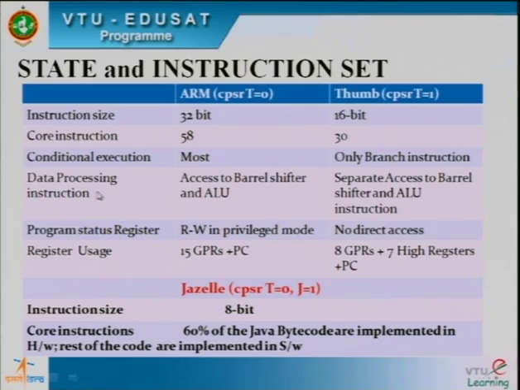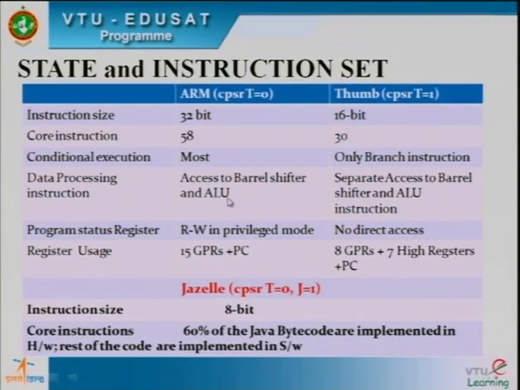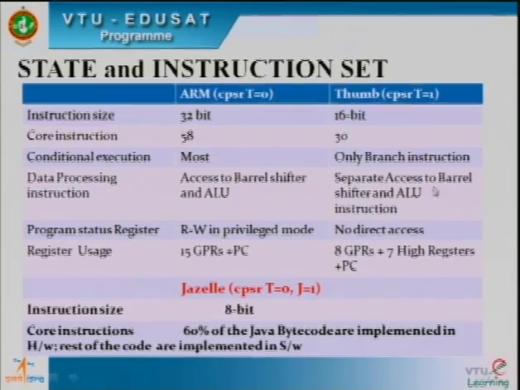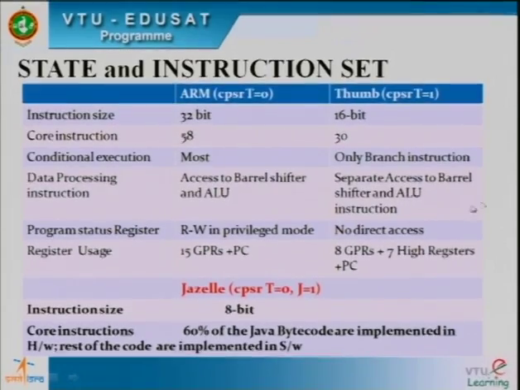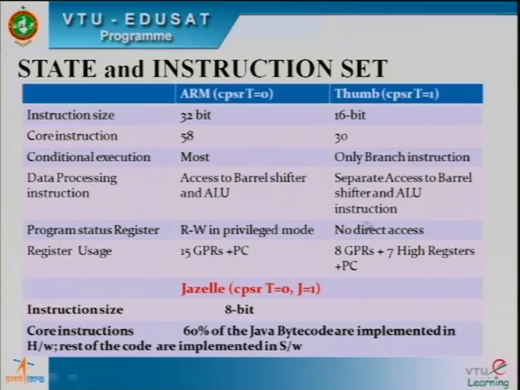And coming to the data processing instructions, the ARM state does make use of the barrel shifter and the ALU. So each instruction could access the barrel shifter, the data operand could be passed through the barrel shifter, and the ALU it just accesses. Whereas in the thumb mode, again the instructions can separately access the barrel shifter and the ALU. Separate access to barrel shifter and ALU is available even in the thumb mode.